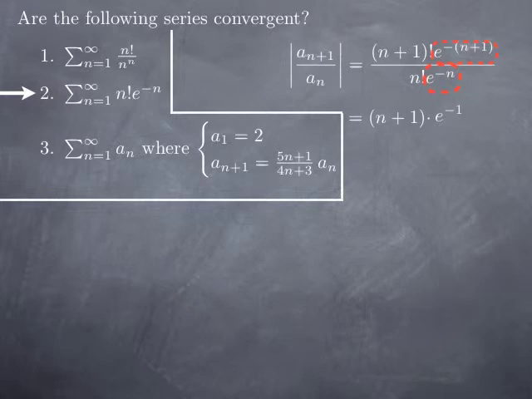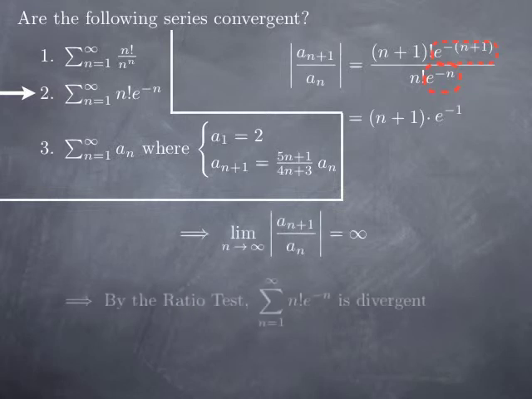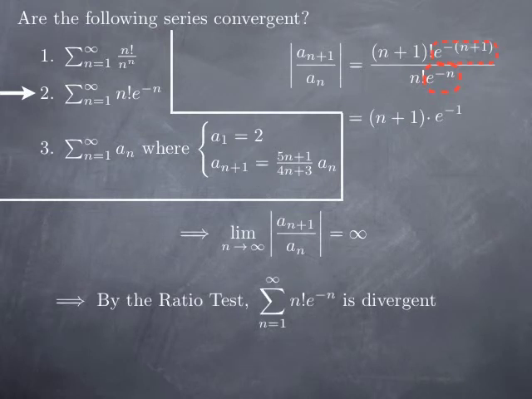So my quotient can be rewritten as n plus 1 multiplied by e to the negative 1, and the limit as n goes to infinity is infinity. And that means that the ratio test ensures, or justifies, that this is a divergent series.